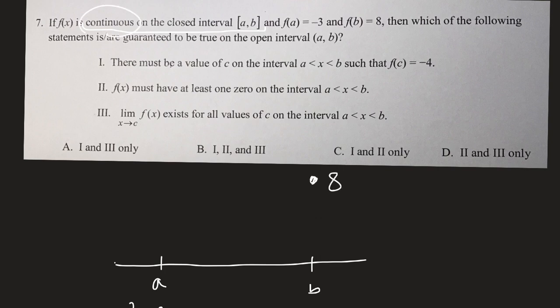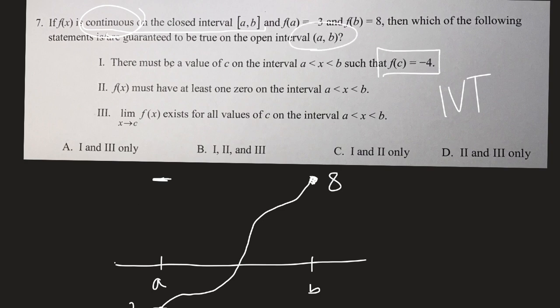So since it's a continuous function, the graph has to do something as it goes from -3 to 8. Okay? So we know by the intermediate value theorem that all of the y values between -3 and 8 will be covered. Okay, for sure, because that's what the IVT guarantees. So we don't know if it's going to go above or below. So what statements are true about the open interval? There must be a c where it's -4.